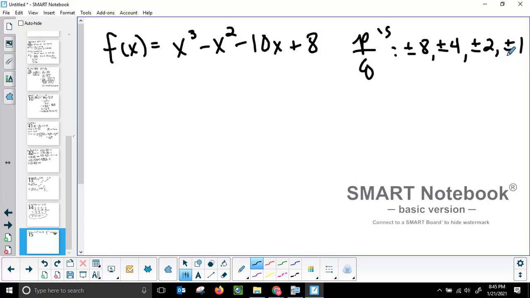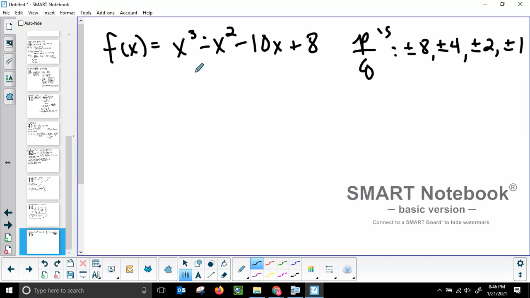I'll check the easy ones mentally first, before you can always do synthetic division and use the remainder theorem, factor theorem. So I'll try 1 first. You get 1 minus 1, which is 0, minus 10 plus 8, negative 2. Nope, that doesn't work. Let's try negative 1. This becomes negative 1, minus 1 is negative 2, plus 10 is 8, plus 8 is 16.